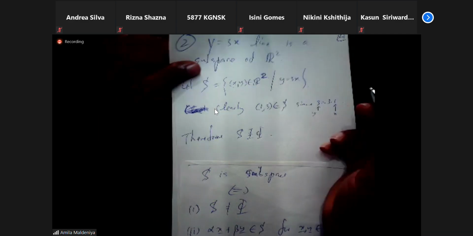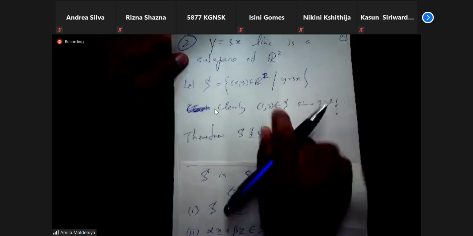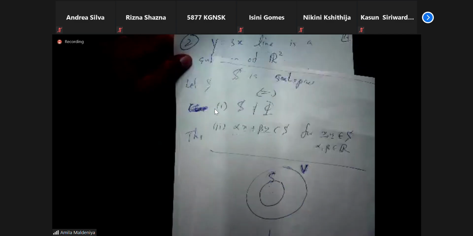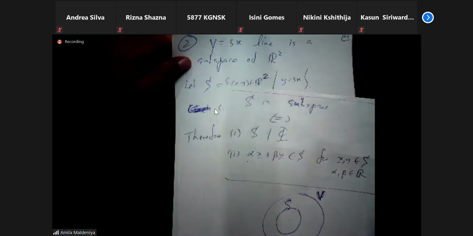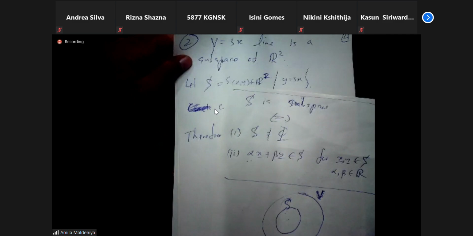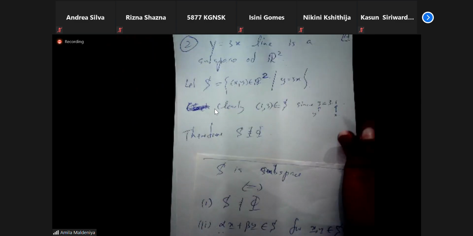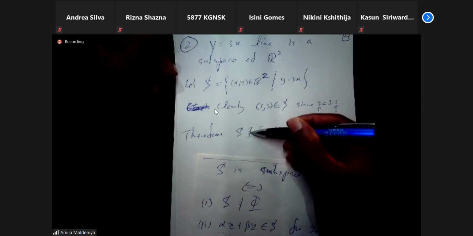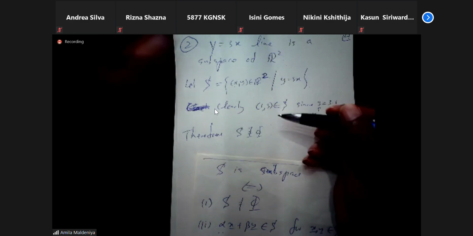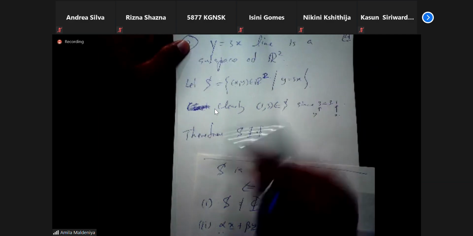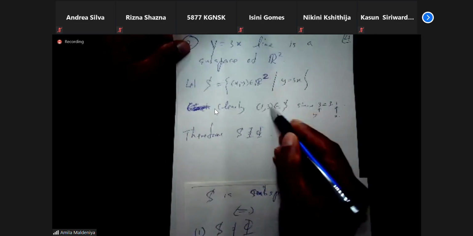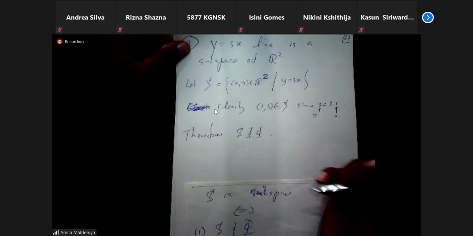Okay. Now to prove this one, closed under linear combination. Now let me see. Somebody asks, sir, can we use (0, 0)? Yeah, that's fine. So the origin is also in this set. The only thing is you have to prove it's non-empty, that it has at least one element. If you use (0, 0), that's fine. It will also work.